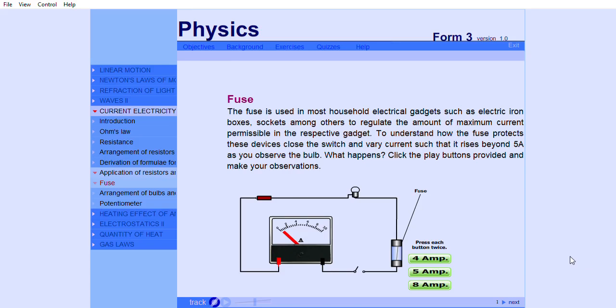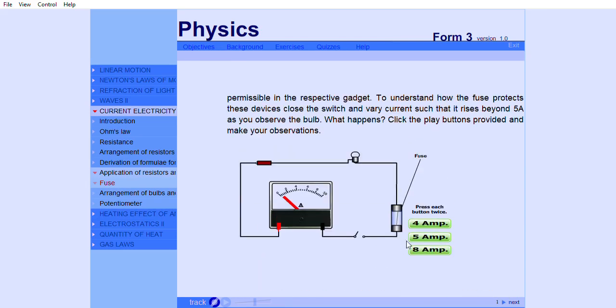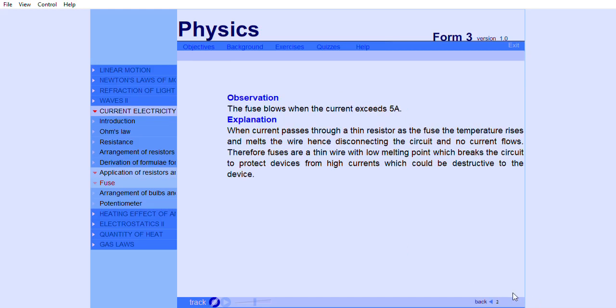To understand how the fuse protects these devices, close the switch and vary current such that it rises beyond 5 amperes as you observe the bulb. What happens? Click the play buttons provided and make your observations. Observations. The fuse blows when the current exceeds 5 amperes.